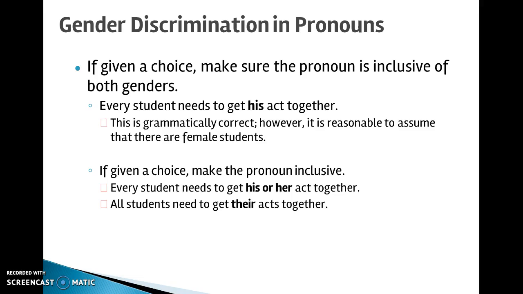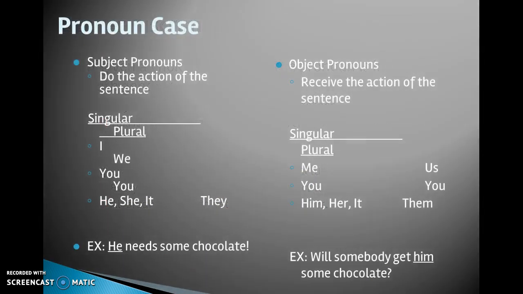The third tricky situation is gender discrimination in pronouns. You want to make sure that the pronoun is inclusive of both genders when possible. So, "Every student needs to get his act together." It's grammatically correct, but it's reasonable to assume that there might be female students as well, so you might want to make this pronoun inclusive and say "Every student needs to get his or her act together," or just simply "All students need to get their acts together" is a simpler way to say that.